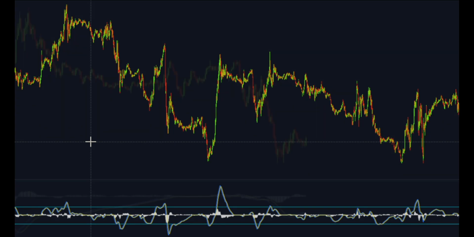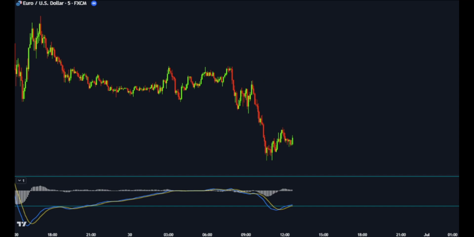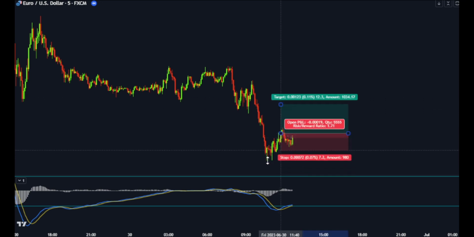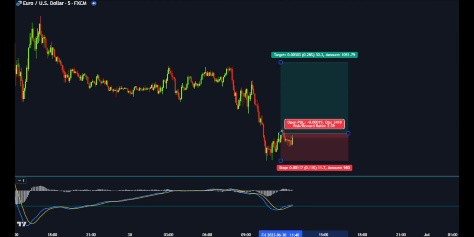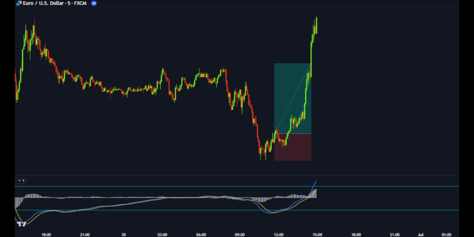Let's see some examples. Now we are in Euro-Dollar with a time frame of 5 minutes. Here we see that there is a bullish cross below the line that we have drawn on the indicator. This means that there is a strong possibility of a reversal on the chart, so we are going to take a long trade. We set our stop loss at the nearest swing low and our take profit with a risk-reward ratio of 1 to 2.5. We see that it was a winning trade.